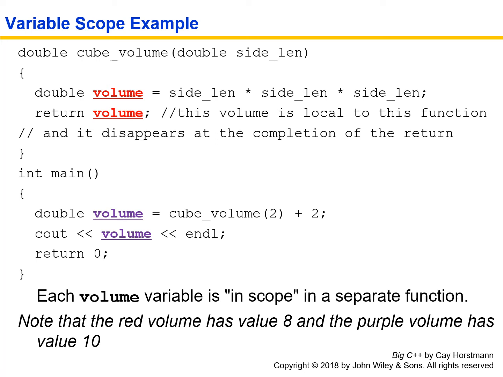They're each in scope in a different function. And in fact, as soon as cube volume finishes executing and returns, the red volume ceases to exist, and only the purple volume now exists.